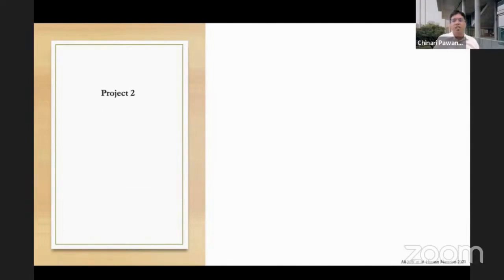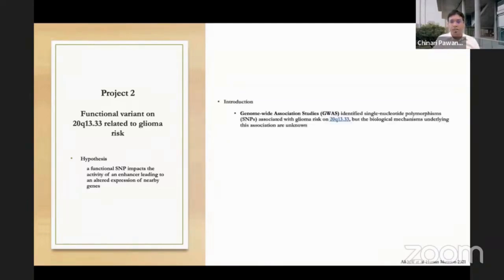And the second project is similar to what I talked about in the first one. Here we focused, rather than on all the loci, more on one particular locus, which was very relevant as well. The hypothesis here was that the SNP could be impacting the activity of an enhancer, leading to altered expression of nearby genes. To give you an introduction again, GWAS identified a lot of risk loci, but we are focusing on 20q here because the mechanism underlying this association was unknown.